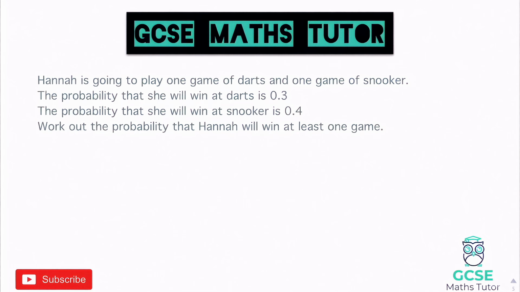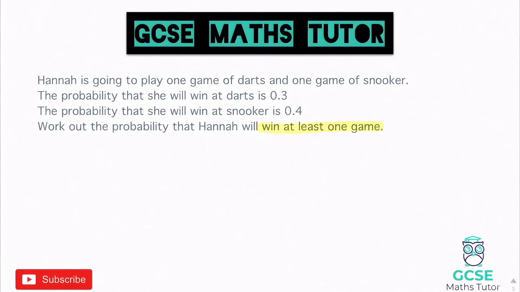So it says Hannah is going to play 1 game of darts and 1 game of snooker, and the probability she'll win at darts is 0.3, and the probability that she'll win at snooker is 0.4. Work out the probability that Hannah will win at least 1 game. Now, win at least 1 game. We'll talk about that in a sec, and let's have a look at how we're going to go about this.